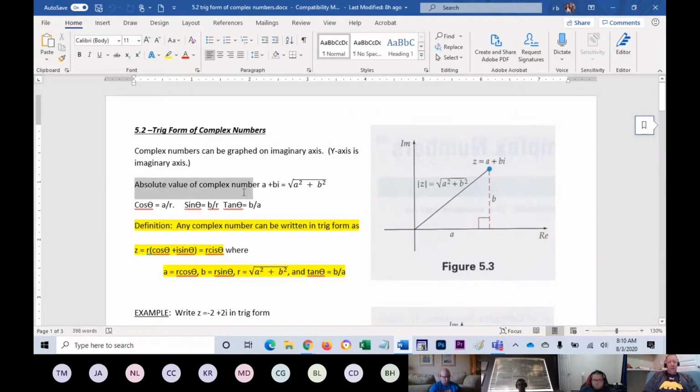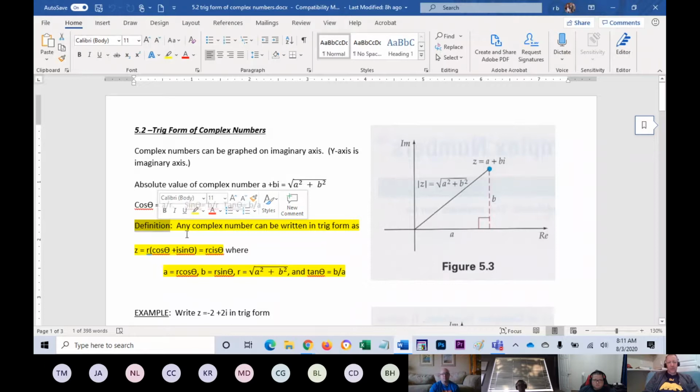So the absolute value of the complex number is the hypotenuse there, the square root of A squared plus B squared. Now, as we look at this, if we want to do this with trigonometric functions, your cosine is the adjacent over the hypotenuse, so A over R. Your sine is the opposite over the hypotenuse, B over R, and then your tangent is B over A.